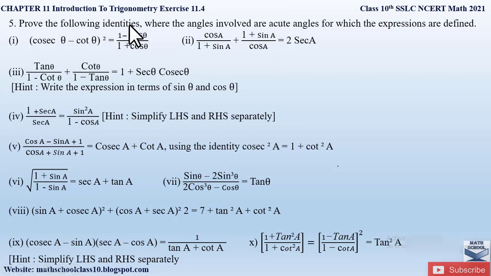Question number 5 from exercise 11.4, chapter 11, Introduction to Trigonometry says, prove the following identities where angles involved are acute angles for which the expressions are defined. There are around 10 parts to this question, and in all of them we have to prove that the left hand side is equal to the right hand side. So let us see each part of question number 5 one by one.